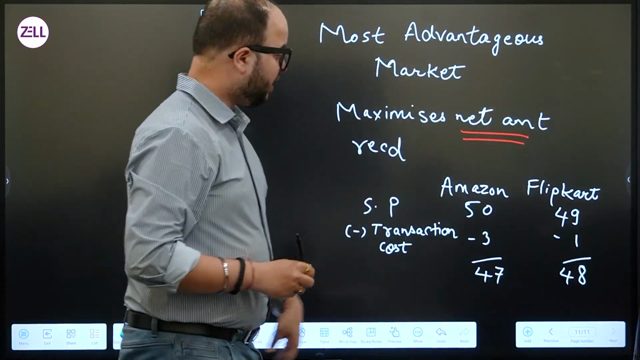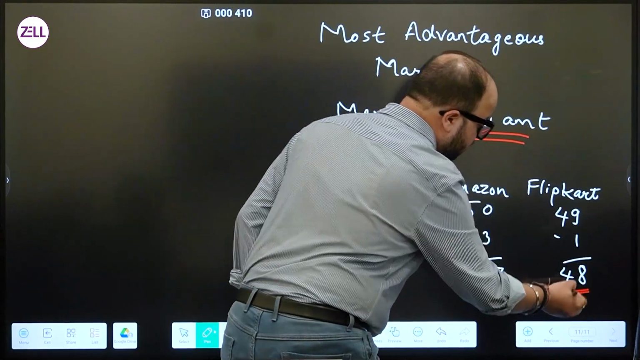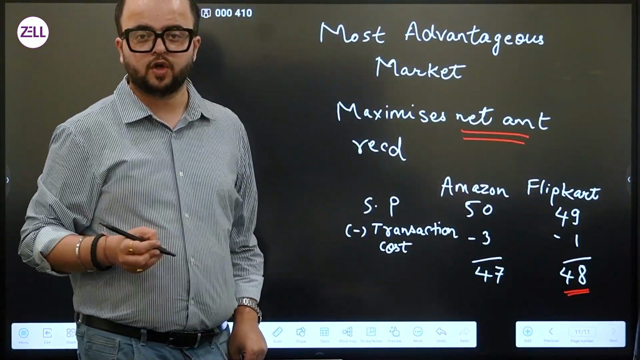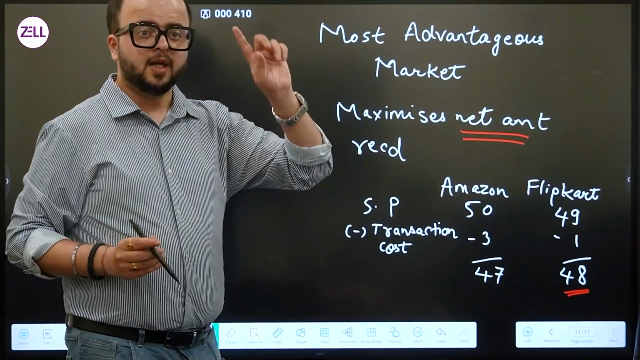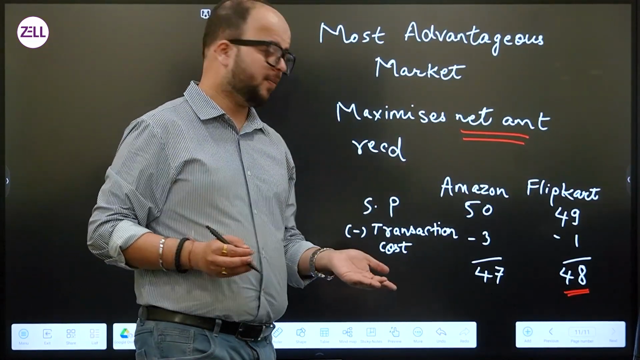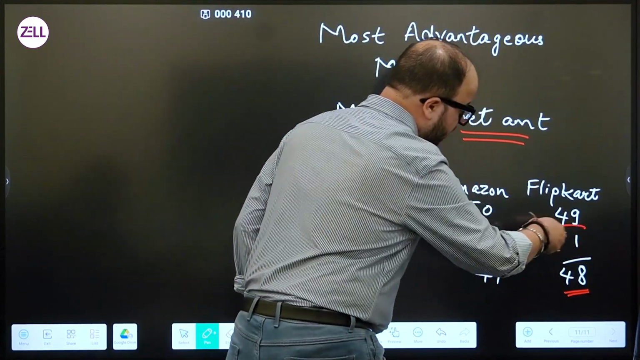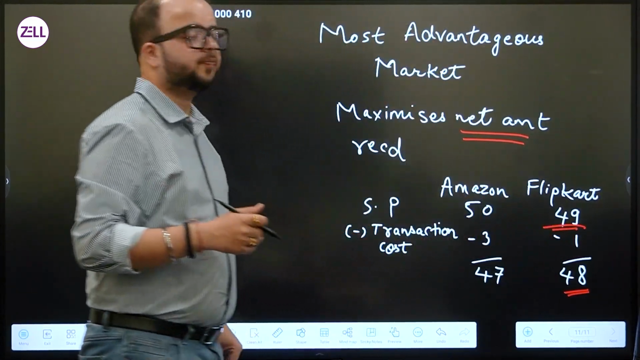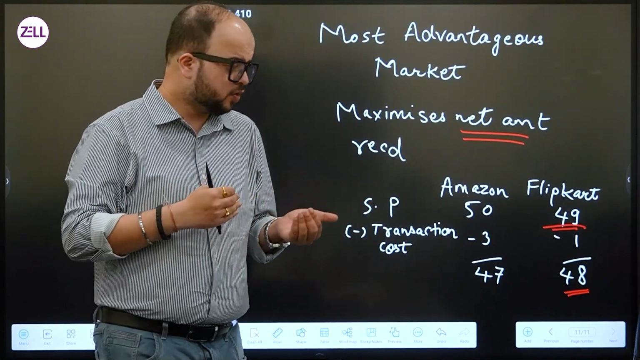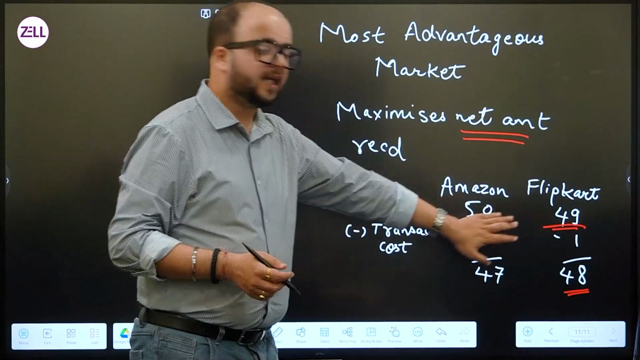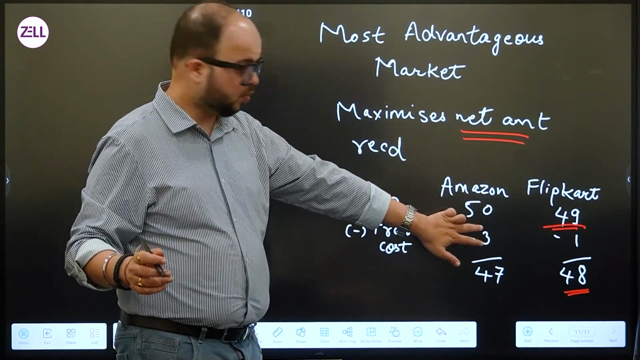Now, which is the market that maximizes my net amount received? It is Flipkart, because the net amount I receive here is more, 48. So, Flipkart is my most advantageous market. So, when I have to make a reference to fair market value or a fair value, I would go to 49 and call this my fair value. Wherever there is a reference to fair value, I would use 49 and not 50.